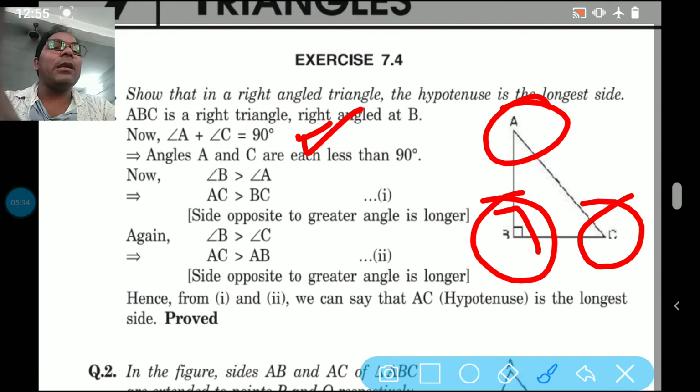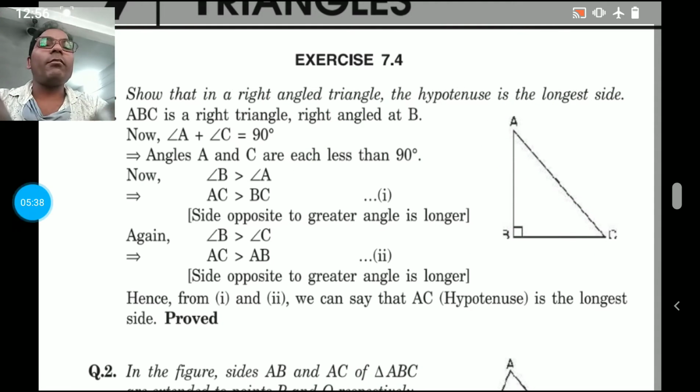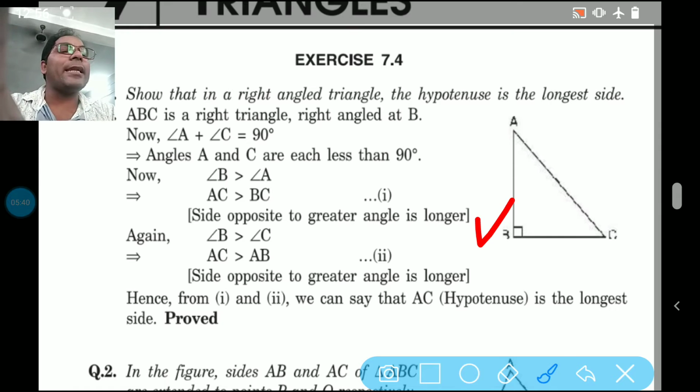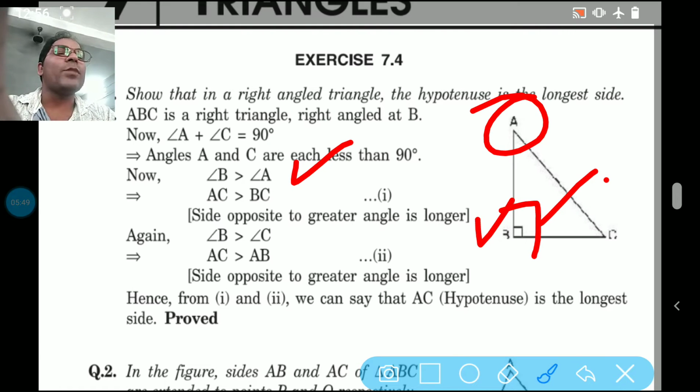And then angle B is greater than angle A, because angle B alone is 90 degrees. Here you can see B alone is 90 degrees. So angle B is greater than angle A, because A is less than 90. And the opposite side of B is AC. So AC is greater than BC.